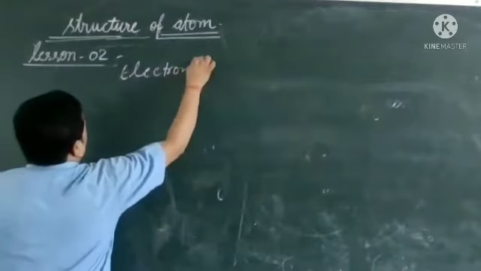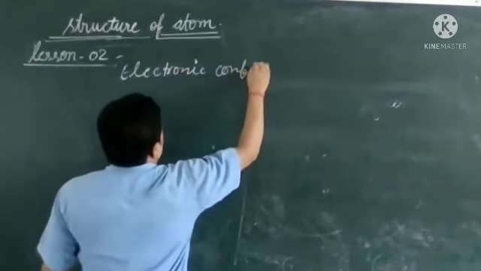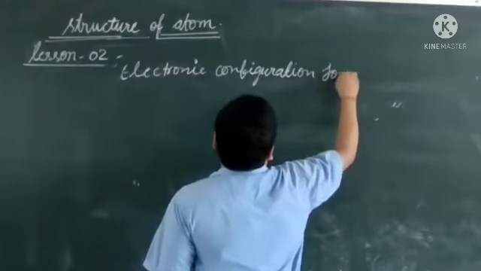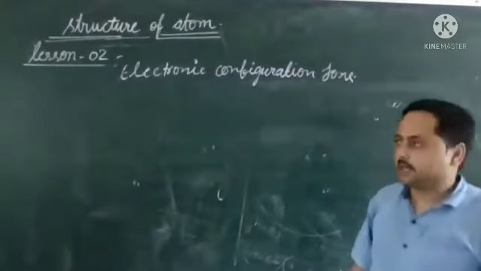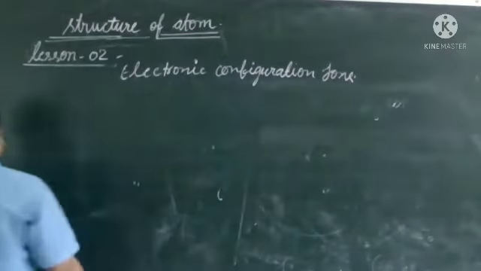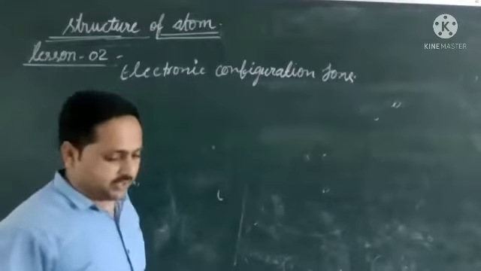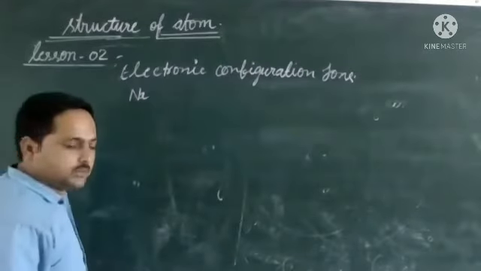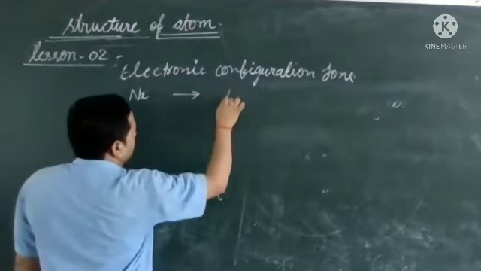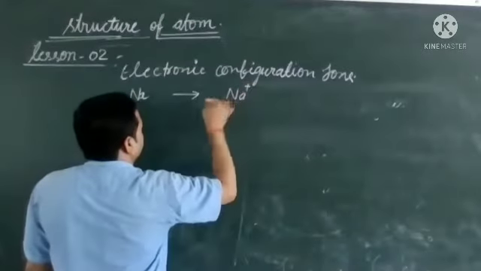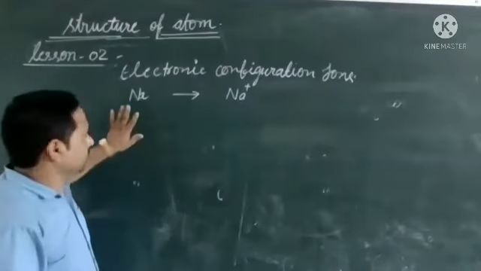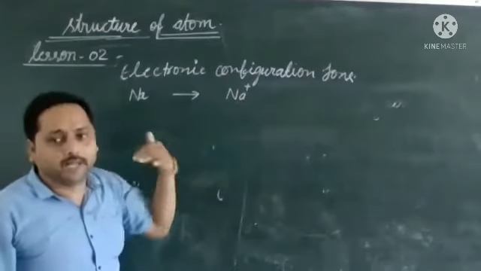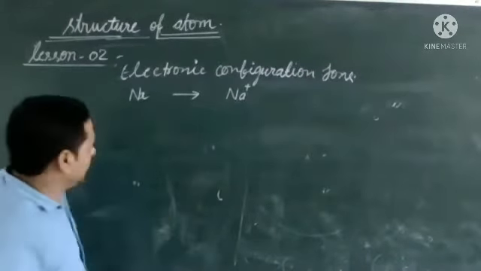Electronic configuration of ions. Okay. Take sodium. If it loses one electron, it changes into a sodium ion. Look here: sodium, when it loses an electron, changes into a sodium ion. Clear?